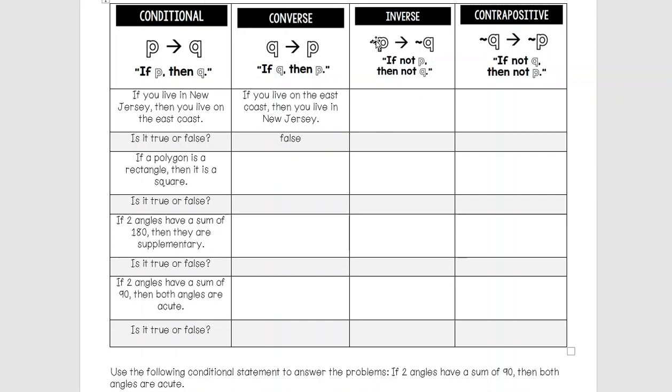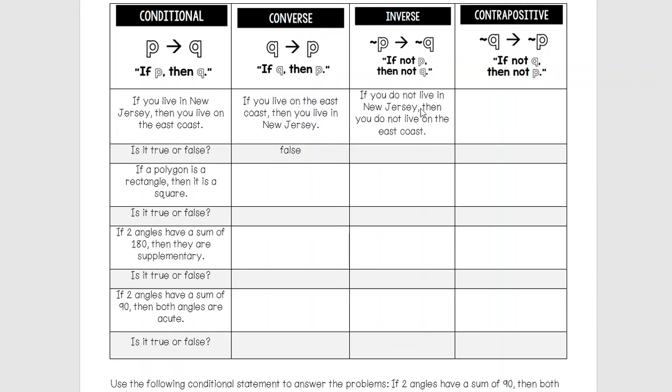For the inverse, we're taking not P, then not Q. So you get this statement. If you do not live in New Jersey, then you do not live on the East Coast. This is false as well, because if you do not live in New Jersey, then you could live in Pennsylvania and live on the East Coast. If you do not live in New Jersey, then you could be living in Maine, and you would be living on the East Coast. So this is not always true. For the contrapositive, we take not Q and then not P. So this is the statement that we get.